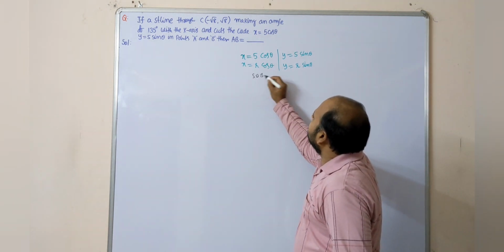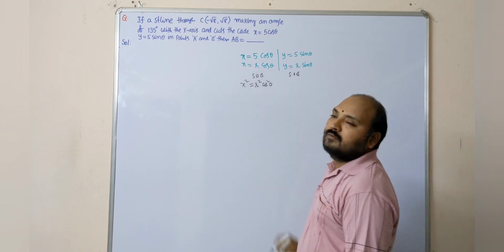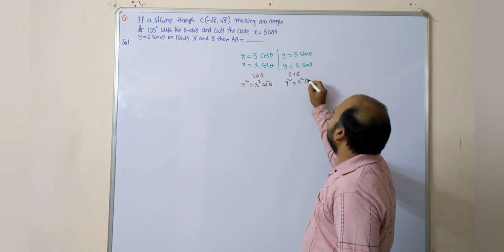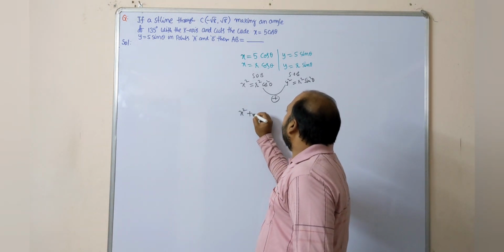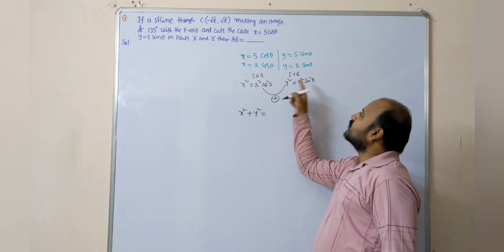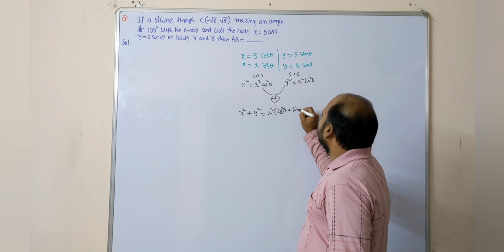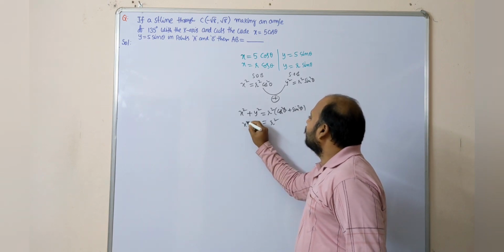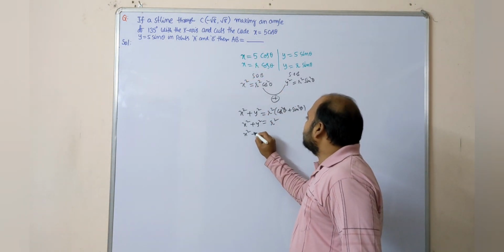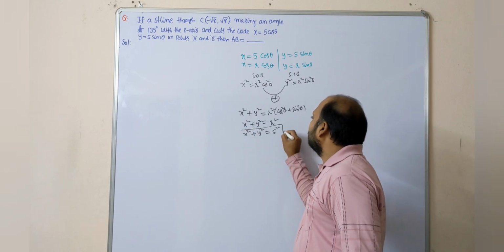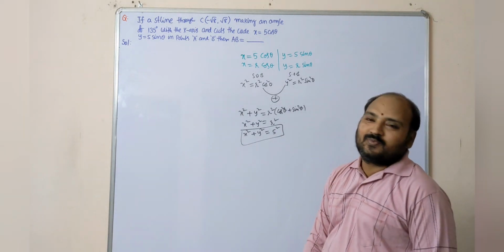Squaring on both sides: x square equal to r square cos square θ, y square equal to r square sin square θ. After that we can add both. So x square plus y square equal to r square, take common, sin square θ plus cos square θ value is 1. Now if you do the same thing for this, r is equal to what? 5. Substitute: x square plus y square equal to 5 square. This is the circle equation we got, whose center is (0, 0), radius is 5.